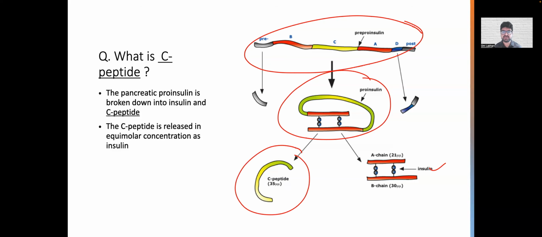Now, C-peptide is released in equimolar concentration as insulin. What do you mean by equimolar concentration? That means for every unit of insulin that is released, there is 1 unit of C-peptide that is also released along with that. So that is what we mean by equimolar concentration. So that means that amount of insulin and amount of C-peptide should be the same in the human body. Interestingly, that is not the fact.